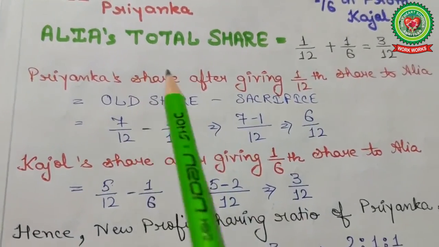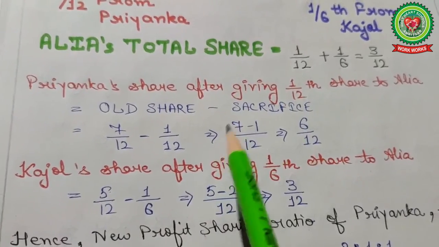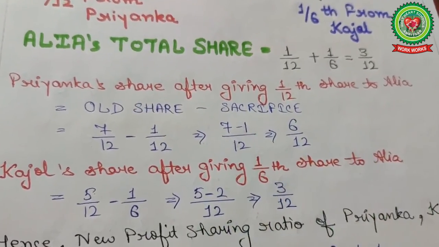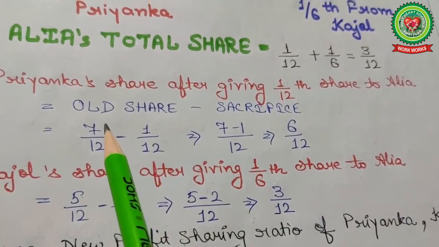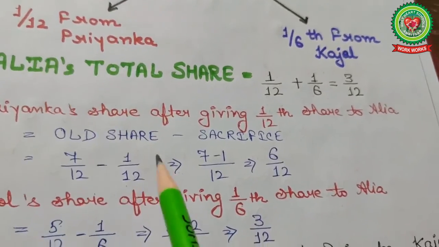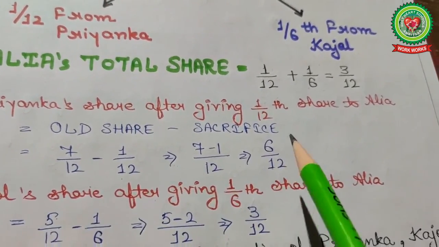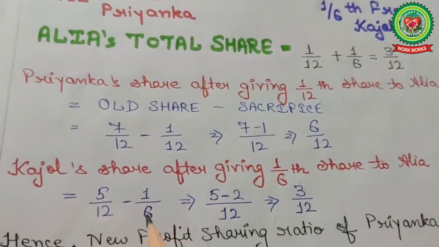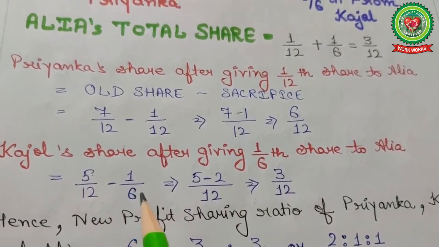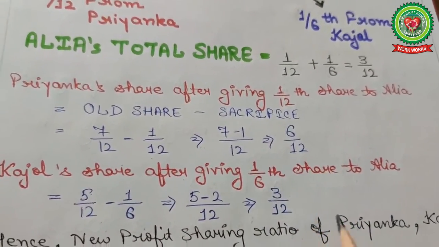So that is Priyanka's share after giving 1/12 share to Alia. Now here compute the new profit sharing ratio of Priyanka. Simply, old share minus sacrifice is considered as the new share. So the old ratio of Priyanka 7/12 minus the sacrifice made 1/12. So here after LCM Priyanka's new share is 6/12. Likewise Kajol's share, old minus sacrifice made 3/12. So here both old partners' new shares are 6/12 and 3/12.